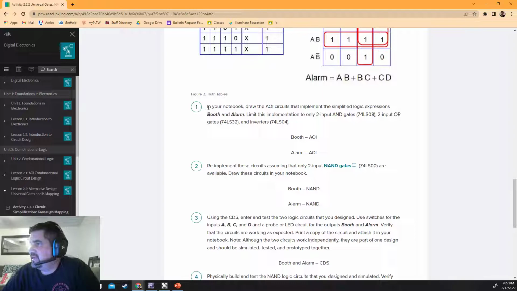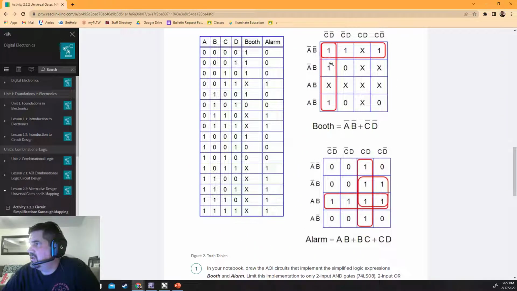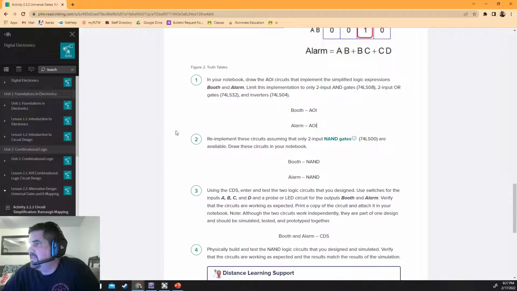Then step 1, in your notebook, draw an AOI circuit for booth and for alarm. So draw this right here and draw this right here. Okay, so draw those two. Step 2, draw that again, but substituting the NANDs. Okay, so substituting the NANDs. And step 3, draw it in Multisim, the NAND version.